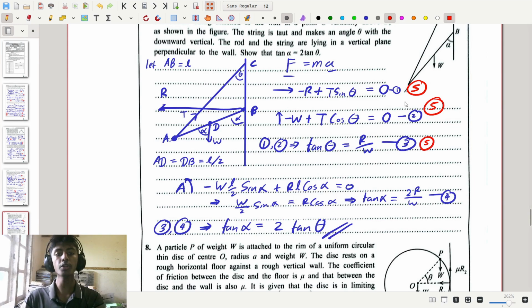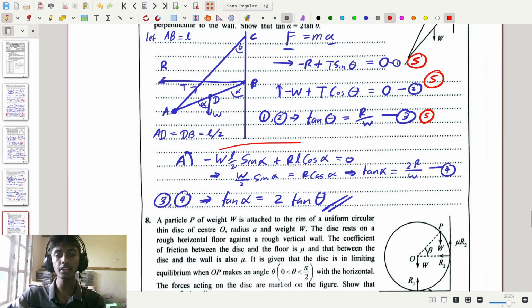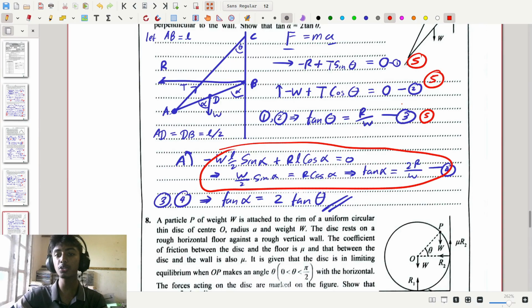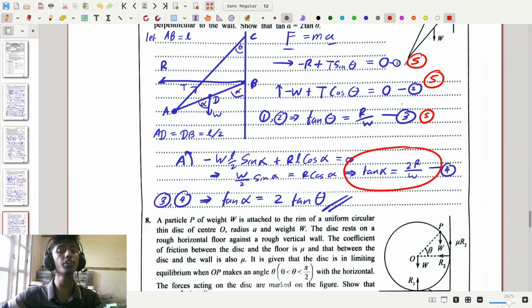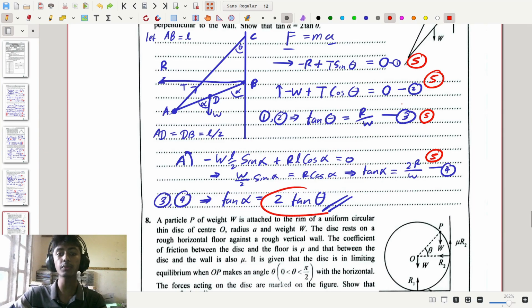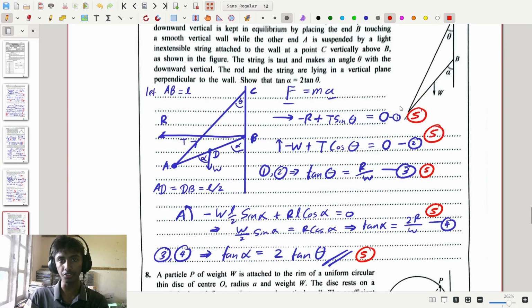After this, when you consider the moments around A and get this equation right here, which eventually leads you to tan alpha equals 2 times R divided by W, you get another 5 marks. And when you combine the two to finally get tan alpha is equal to 2 tan theta, you get another 5 marks. And that is going to be all for this question and all for this video.